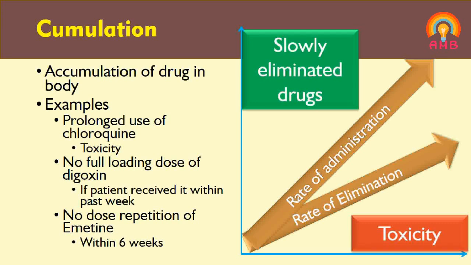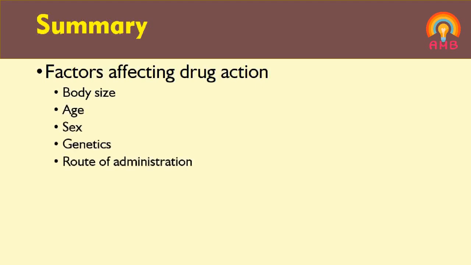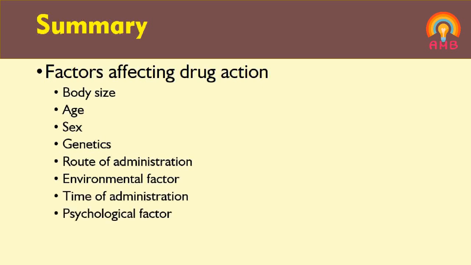Now about the summary of today's video. In this video we discussed various factors affecting drug action like body size, age, sex, genetics, route of administration, environmental factor, time of administration, psychological factor, pathological states and cumulation. Two factors are still remaining, the presence of other drugs and drug tolerance. These factors we are going to discuss in the next few videos.